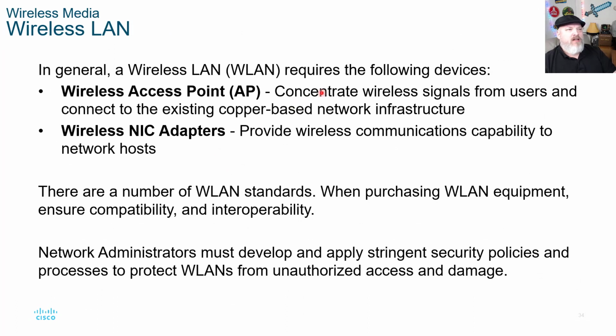In general, a wireless LAN requires the following devices. You have to have a wireless access point. Some call them a WAP or an AP. That's a wireless access point that concentrates wireless signals from users and connects to existing copper-based network infrastructure. You've usually seen these in home networking. You'll buy a wireless router from your local Best Buy or Walmart, plug it in, and then it transmits wireless. That's a wireless access point.